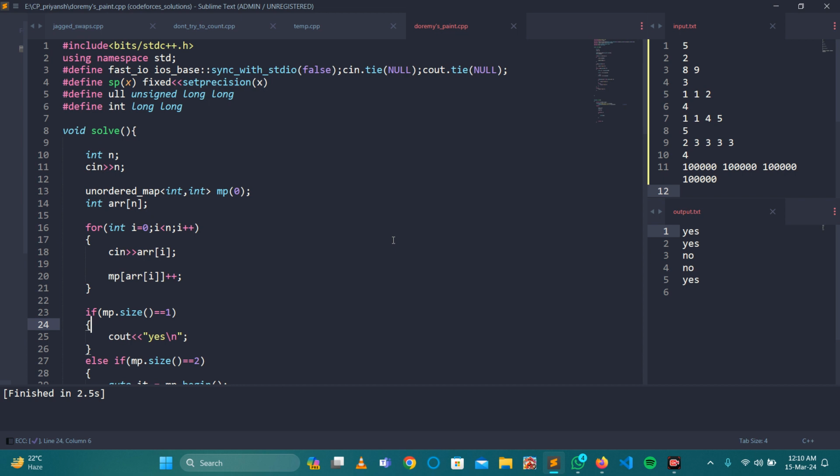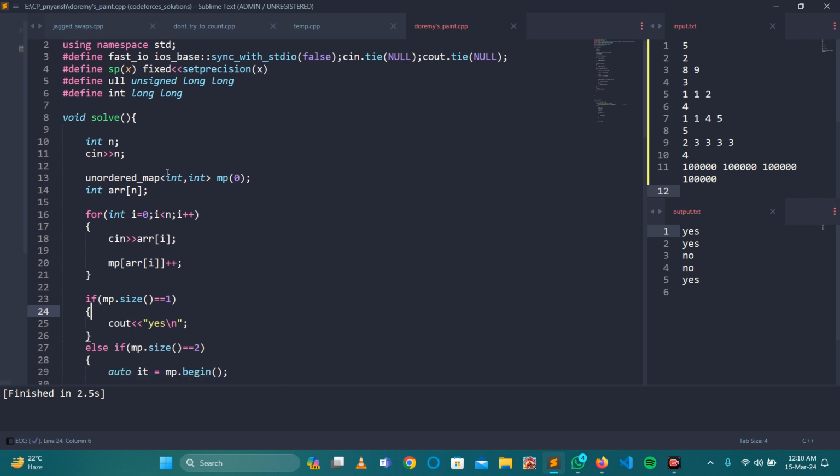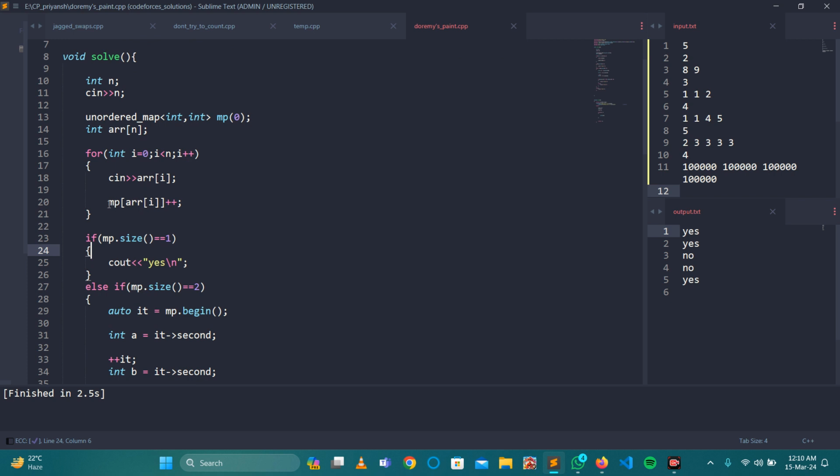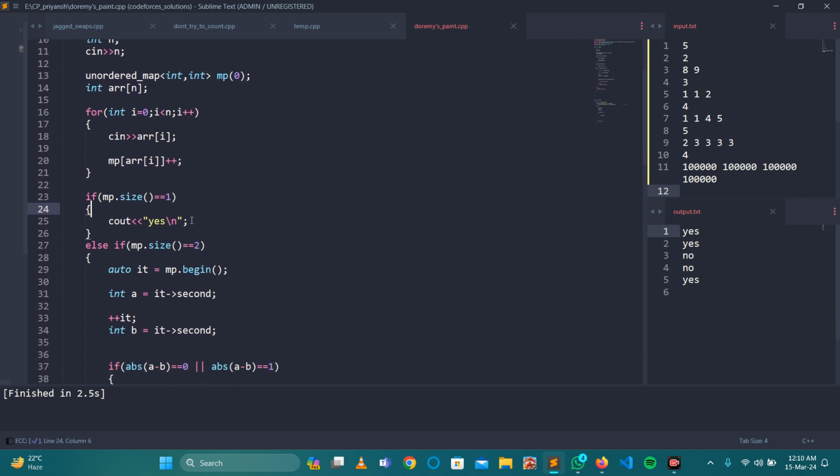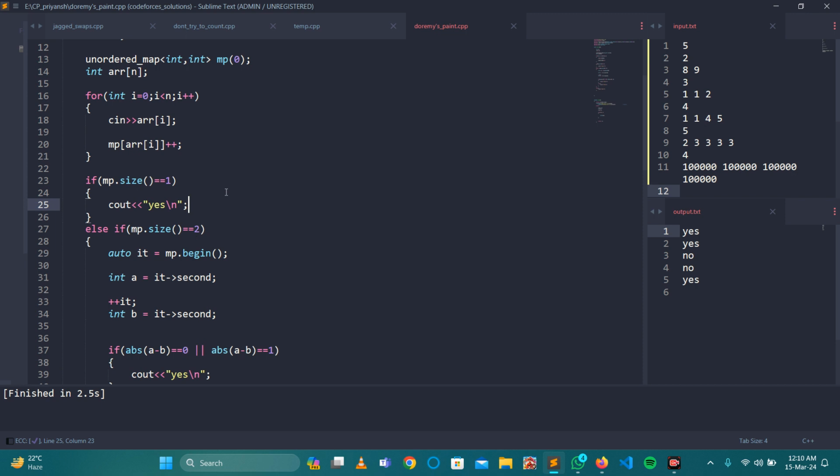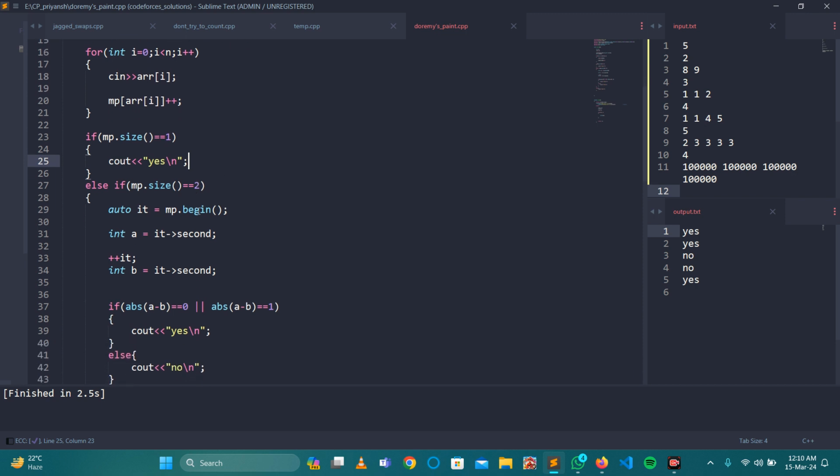So this is the code. I just took an unordered map to store the counts of each number. I took the input array and stored the count of each number. And this is the condition I checked: if all the elements are the same, then it is always possible. We don't need to sort it at all, it will always be a good array.